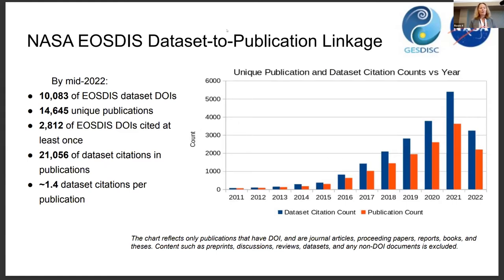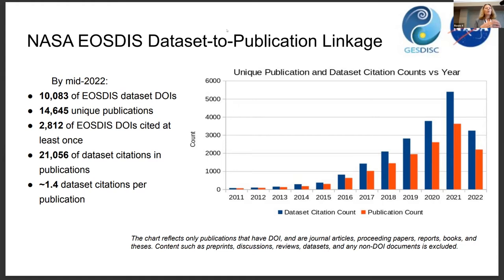Before I talk about the results, we processed the publications to retain only the ones that have DOIs, because otherwise it's very hard to match and deal with duplicates. So the publications have to have DOIs. We limited our set to journal articles, proceedings papers, books, reports, and theses, and we removed from consideration preprints, discussions, reviews, and datasets, because those would create duplicate content.